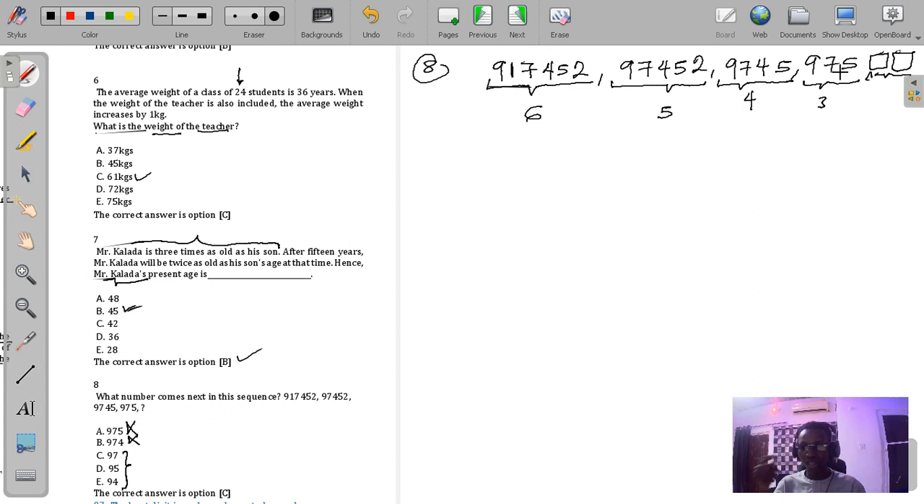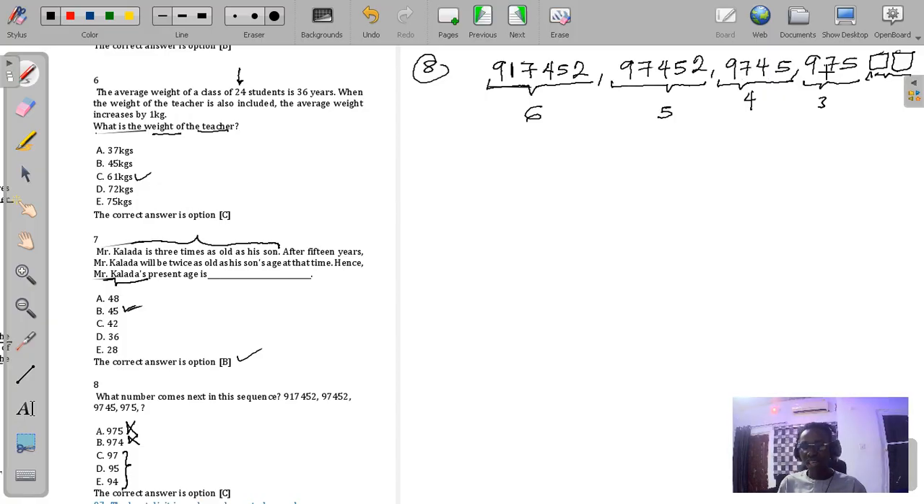So it's as if they are trying to remove the least item, the lowest number. Now, if you look at this one, the lowest number here is what? Is one. So they remove that one away. Then we have 97452. So the lowest number here is what, guys? Is 2. So they remove this 2. That's 9745. Guys, what's the lowest number here? 4. If I remove 4, I have 975.